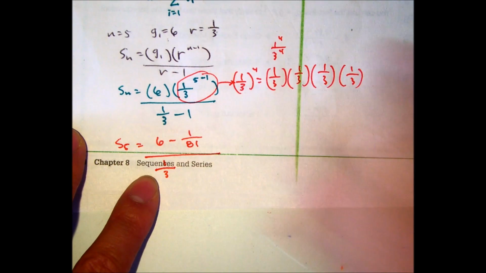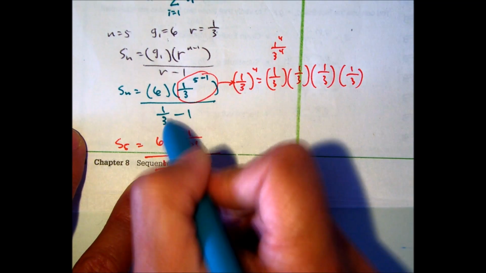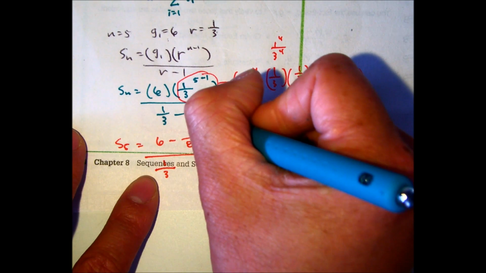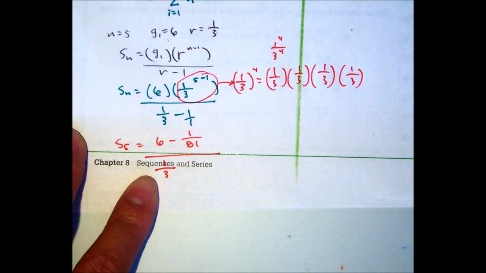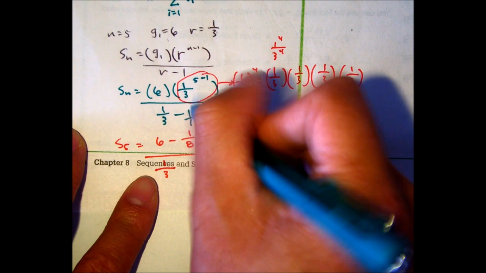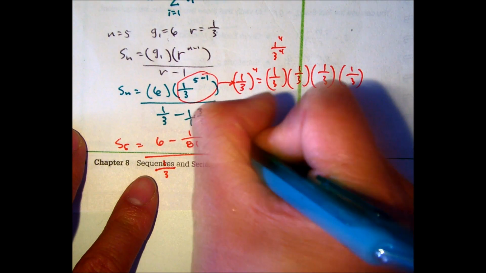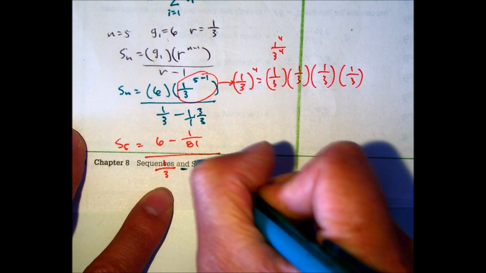Now this 1, I'm going to start transforming my fractions here. I can't subtract these, but I can change this to a fraction by putting it over 1. And I need to have a common denominator of 3, so I can multiply by 3 over 3. So this is really subtracting by 3 over 3.